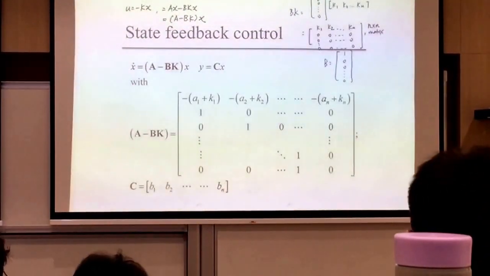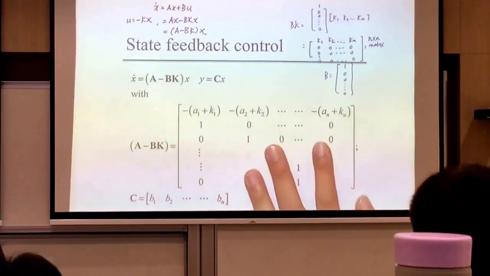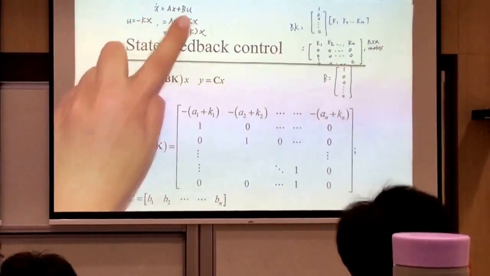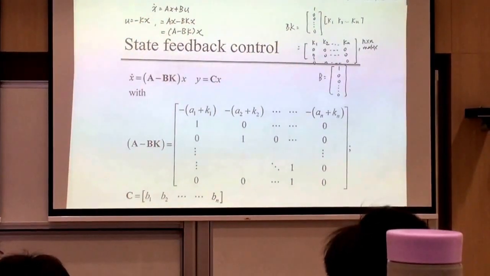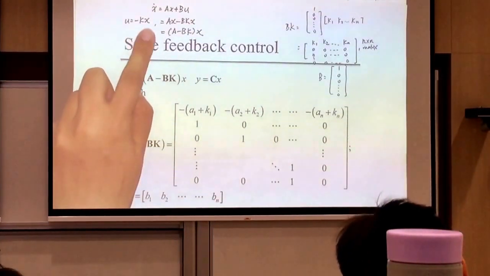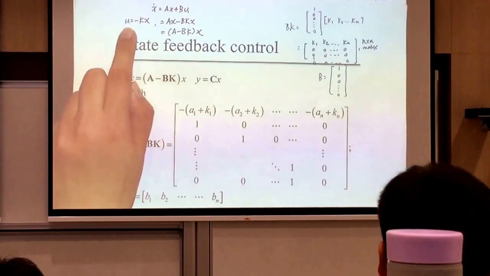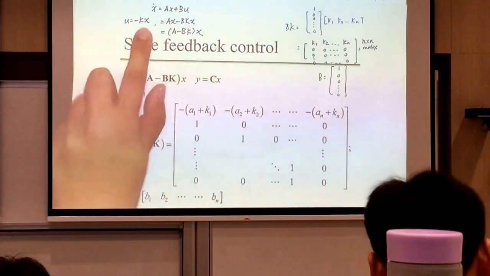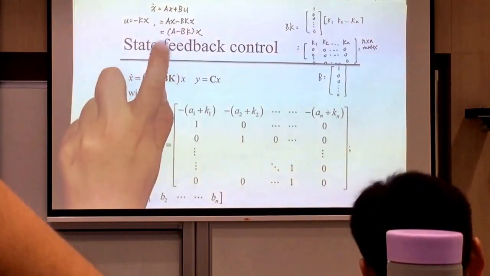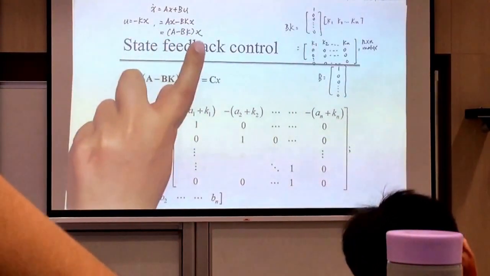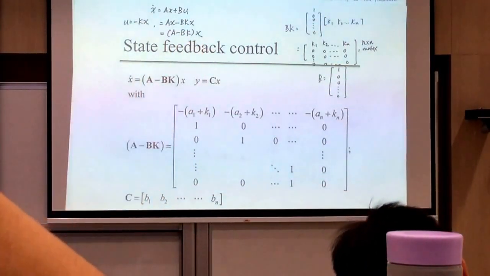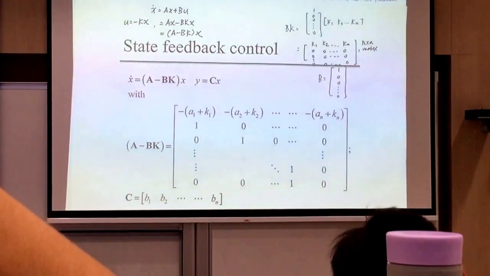So how do you do state feedback control? You know x dot is Ax plus Bu. With u equals minus Kx, the control input is negative K times x. Substituting, I have Ax minus BKx. You group x together, and then I have the bracket A minus BK times x. You know A.